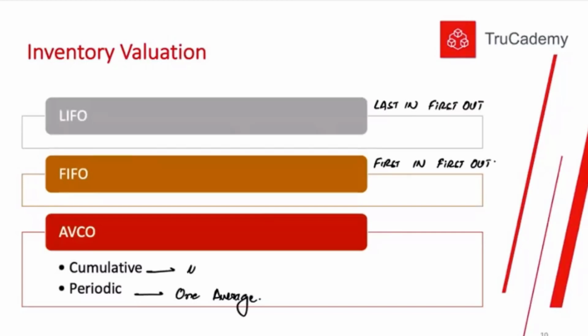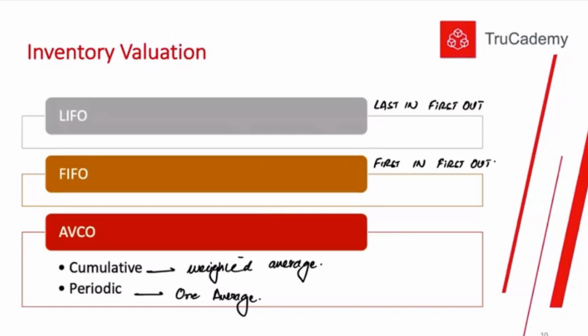Cumulative is different. This is also called weighted average. In weighted average, before each and every fresh issue, you will recalculate your average. So every time you issue some raw material to your production department, before each new issue, you are calculating the weighted average. So if you're going to issue your raw material 200 times in a year, each and every time you will be calculating the new average.